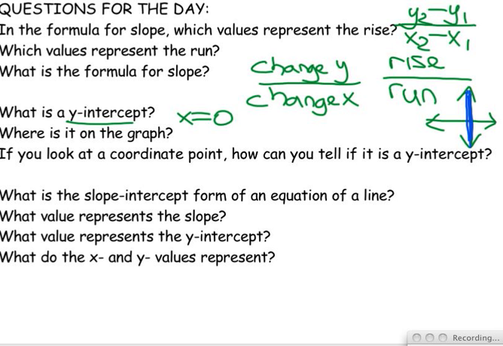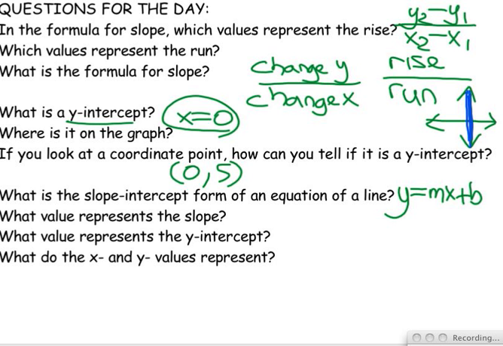If you look for a coordinate point, how can you tell if it's a y-intercept? Well, the easiest way is back up to here. If x is equal to 0, if you have 0, 5, then the y-intercept is going to be 5. What is the slope-intercept form of an equation of a line? Y equals mx plus b. Now, the y and the x you should be familiar with, they're just the points on the graph. M is going to be the slope value, and b is the y-intercept.